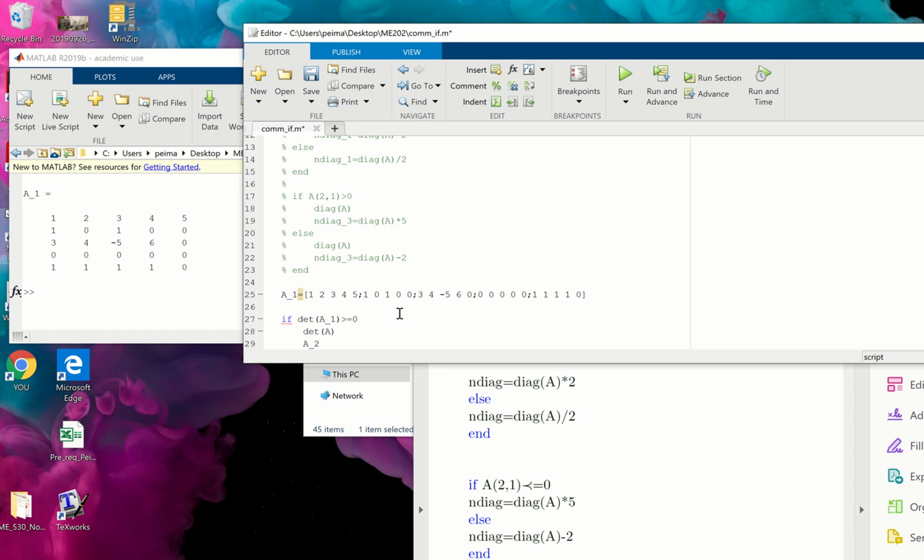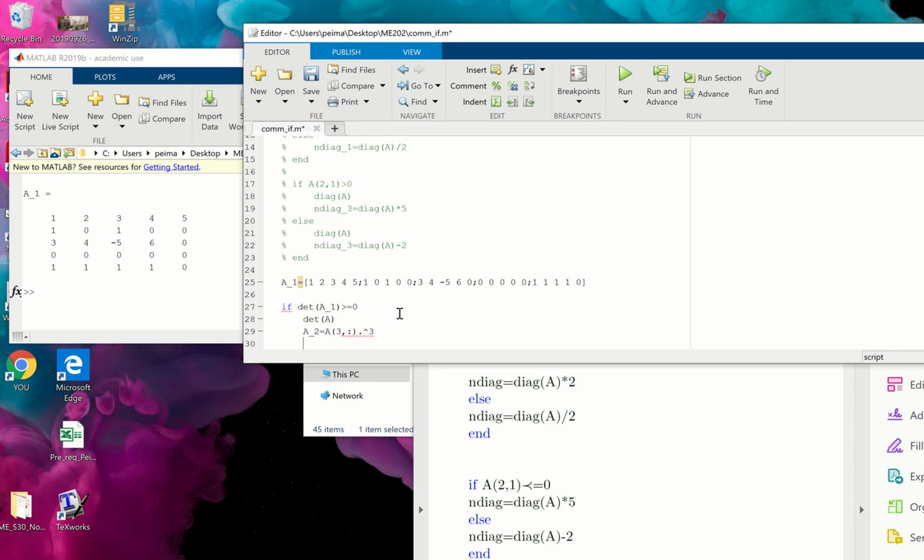A2, okay, A2 is going to be, what? A2 is going to be the third row and all columns to the power of 3. See? And I'm saying if the determinant of this matrix is greater than or equal to 0. First type that determinant for me and then assign these to the new parameter A2. Third row, this is the third row, guys. Okay, and all the columns.